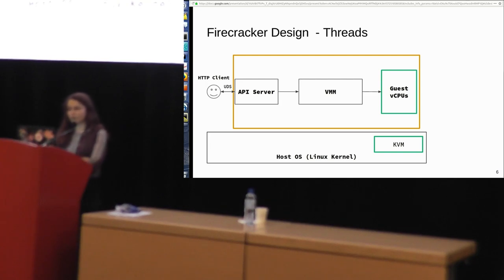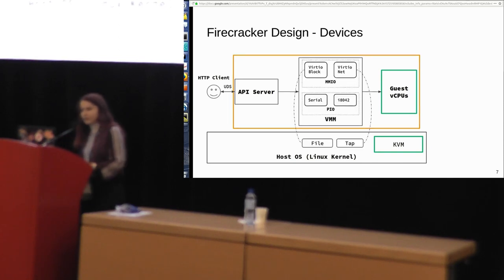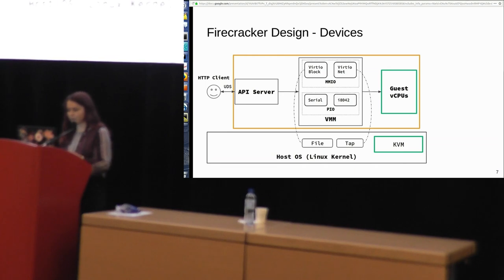So, Firecracker threads. First, Firecracker can be configured via an API server, which is implemented with HTTP and communicates with HTTP clients via Unix domain sockets. Then we have one thread for emulation and other miscellaneous things, which is the VMM thread. And then you can have one or multiple vCPU threads. Since I was talking about the VMM thread, we can look a bit more in depth at this one, because it's probably the most interesting one.